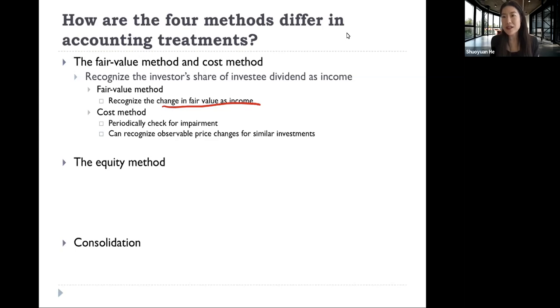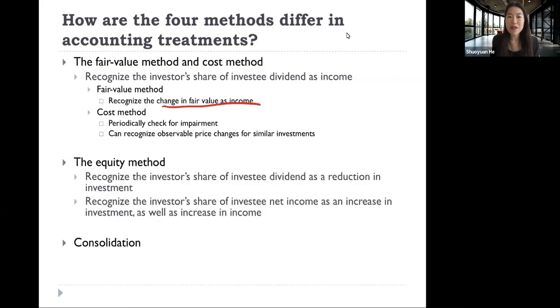In the later part of today's class, we're going to talk in more depth about the fair value method, but we are not going to talk so much about the cost method. And then the third one is the equity method. In the equity method, we recognize the investor's share of the investee's dividend as a reduction in investment. We also recognize the investor's share of the investee's net income as an increase in investment as well as an increase in income.